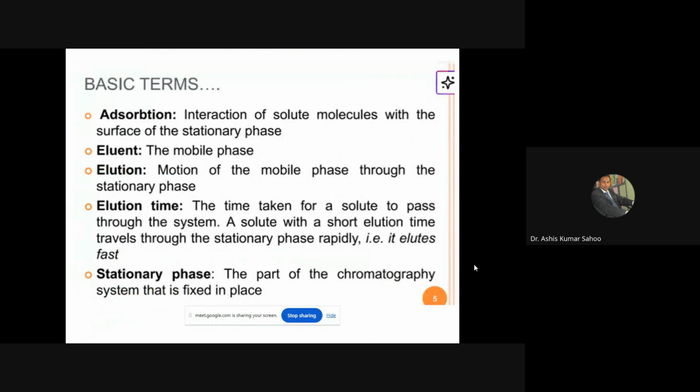So basic terms used in chromatography: adsorption, interaction of solute molecules with the surface of the stationary phase; eluent, the mobile phase; elution, motion of the mobile phase through the stationary phase; elution time, the time taken for a solute to pass through the system; stationary phase, the part of the chromatography system that is fixed. So these are the terminology used in chromatography.